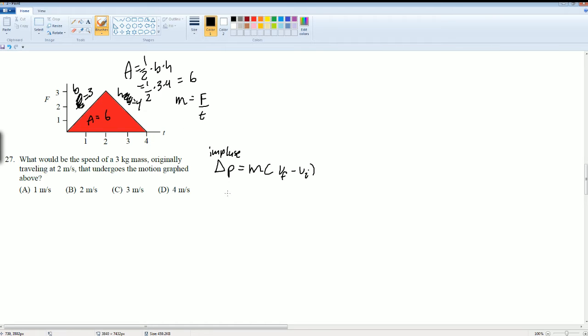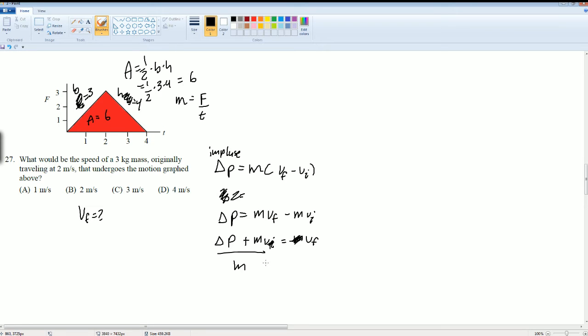I have my change in momentum, which is my impulse, which is going to be equal to 6. What would be the speed? I'm looking at v final. That's my question mark. So let's just redo this. Distribute: mass times velocity final minus mass times velocity initial is the impulse. So add that. Mass VF, so divide this by M.